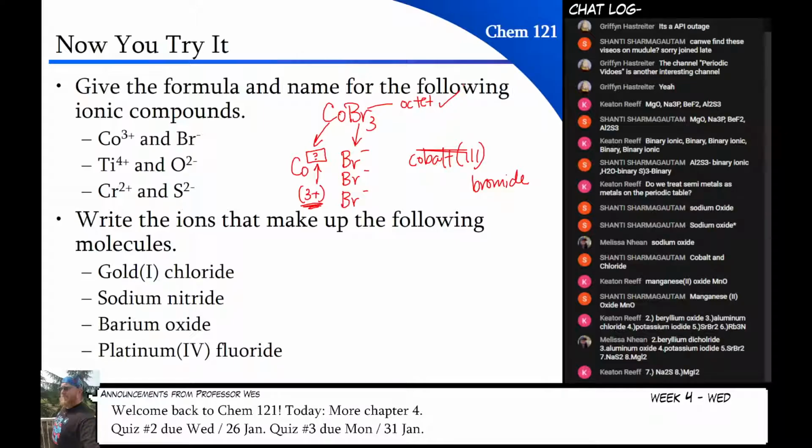So using your nonmetals, you can figure out what the total minus charge is, and from there deduce the positive charge.